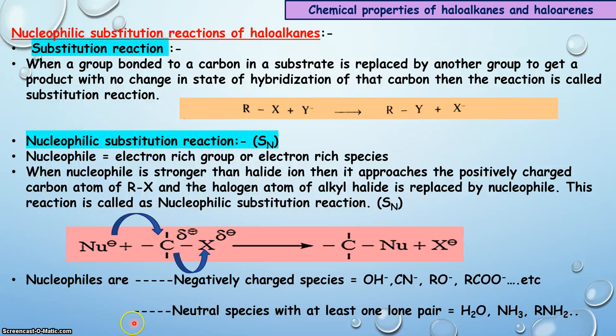These nucleophiles may be negatively charged species like OH-, CN-, RO-, RCOO-, etc., or neutral species with at least one lone pair, for example, water, ammonia, primary amine.